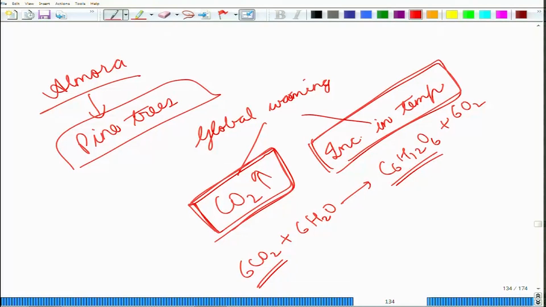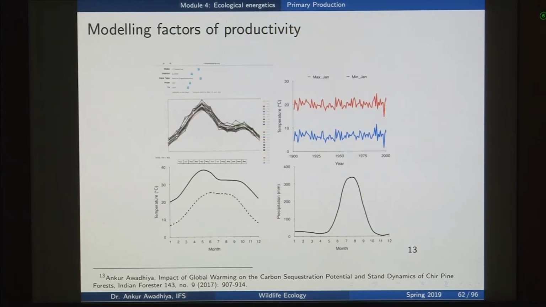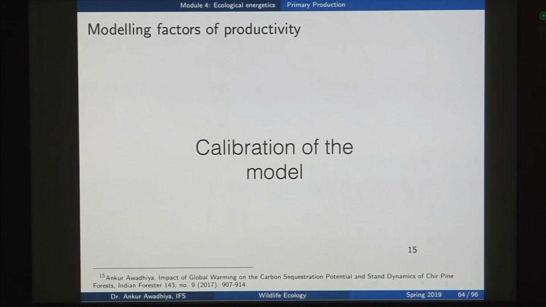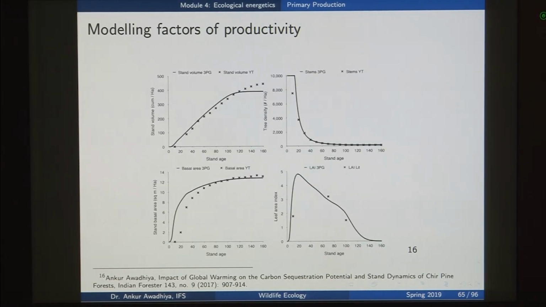So, for that we began by looking at different data. Here we have data of the amount of precipitation, the maximum and minimum temperatures, and the level of cloudiness in the Almora district and so on. And then we looked at different factors of productivity for the pine trees. Then we made our model and calibrated it with the existing data. Now, our data is available in the form of yield tables.